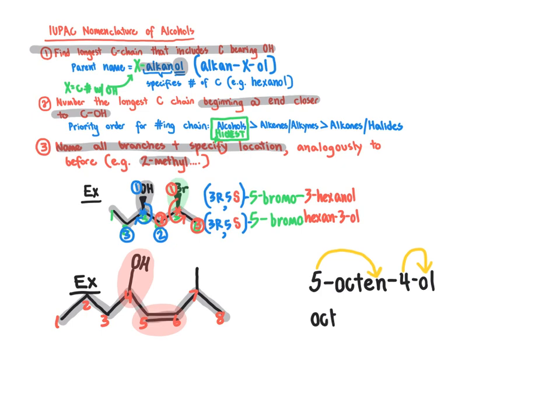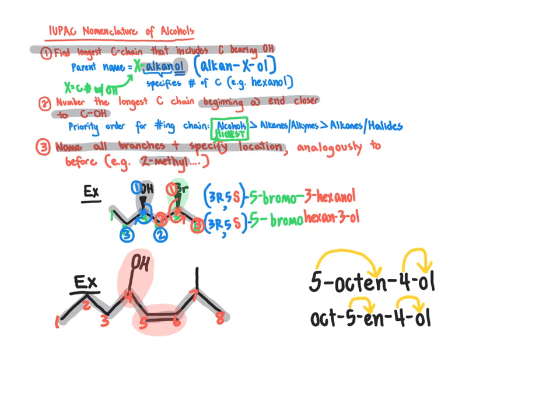as oct-5-ene-4-ol, which is another perfectly acceptable way to go about referring to this molecule. The point of putting the numbers closer to the term that indicates the functional group is that it's intended to make it easier to look straight away and see that at carbon 5 is where our alkene group starts, and at carbon 4 is where our alcohol group starts.